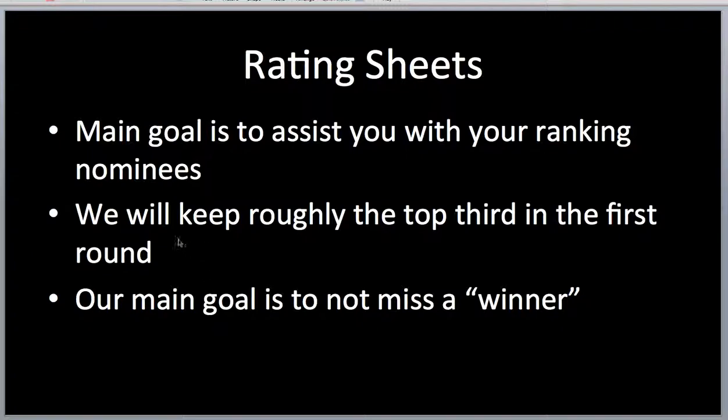You should also keep in mind that in this first round, we're keeping roughly the top third. So that means that what we're really trying to do is not miss a winner. We don't want to eliminate someone that could potentially win the award coming out of the first round. I say that because I think that helps you mentally relax a little bit with your ratings because you're not trying to tease out fine differences between candidates at this stage.